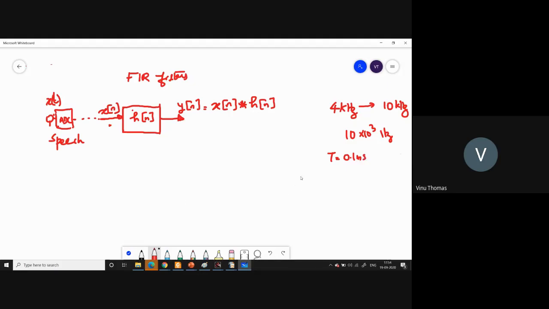So let us assume that you are recording over 1 second. How many samples will be there in 1 second? You have a 4 kilohertz speech signal being sampled at 10 kilohertz. Therefore, the time period, that is the sampling interval, is 0.1 millisecond. So in 1 second, how many samples will be there?